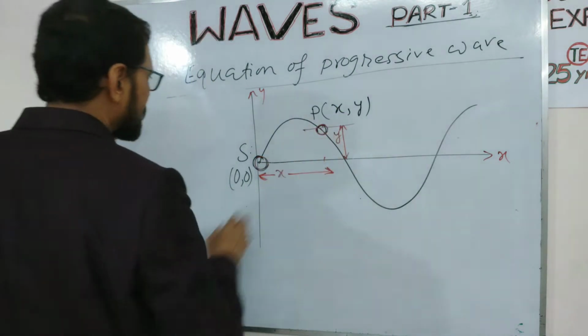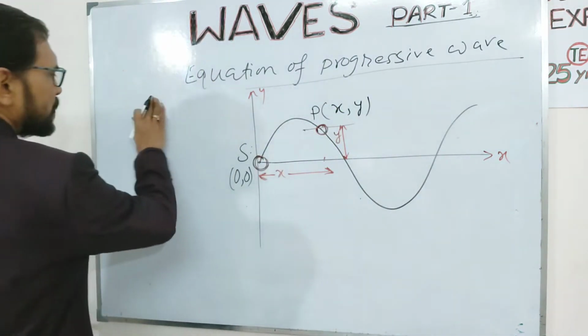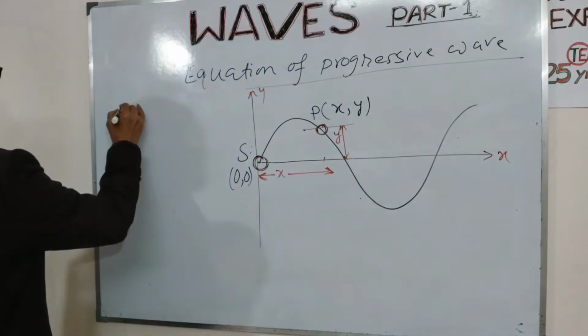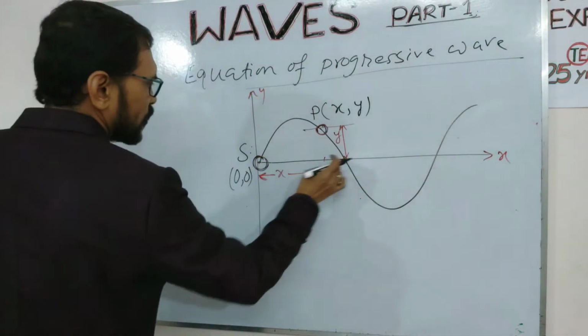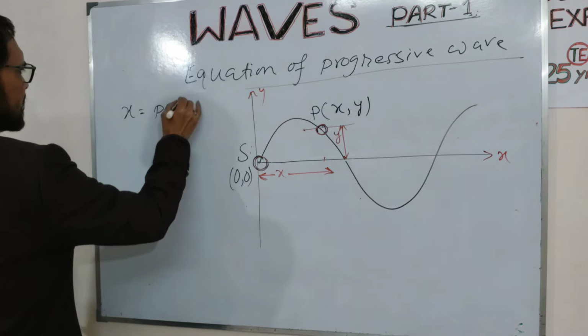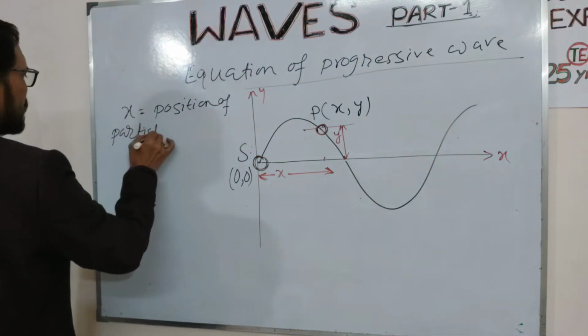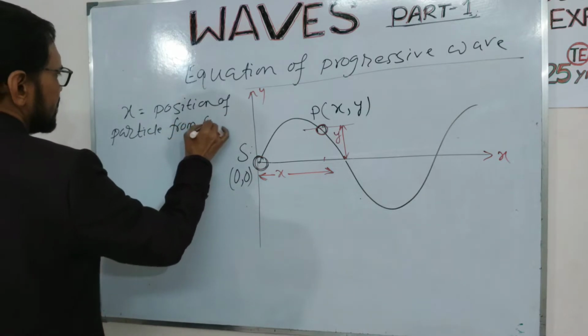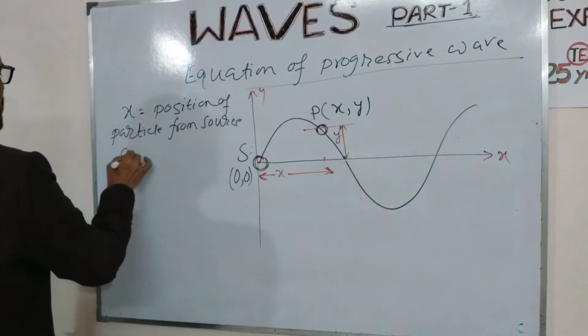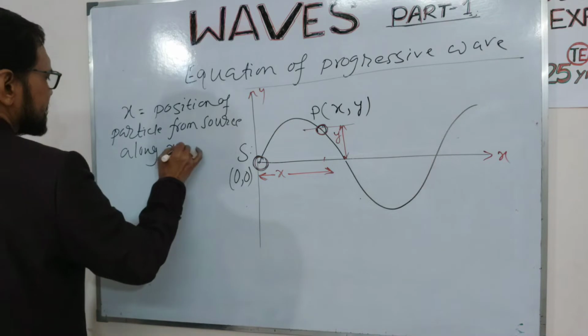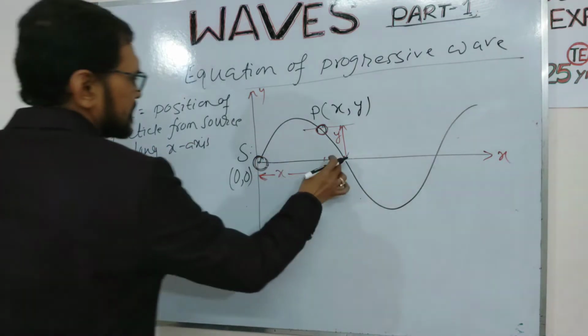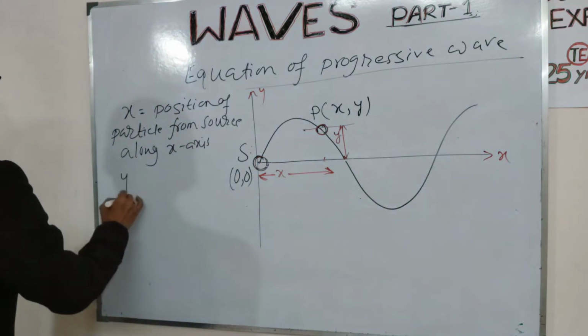Now what is x and what is y? We have to know what x and y are. X is the position of the particle from the source along the x-axis. This distance is x, and y is the y coordinate.